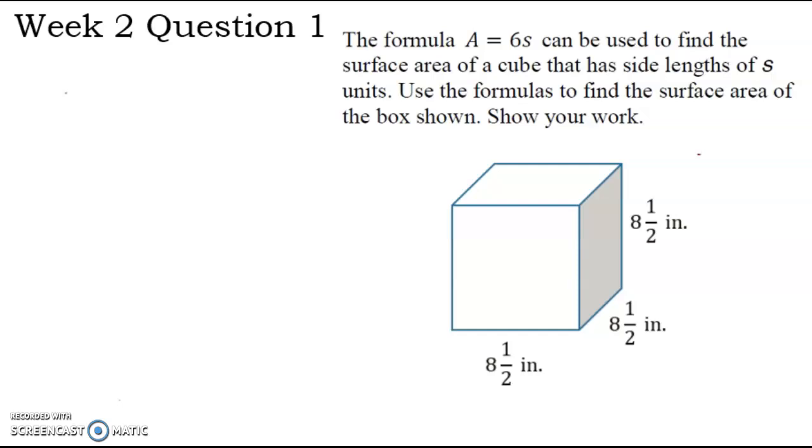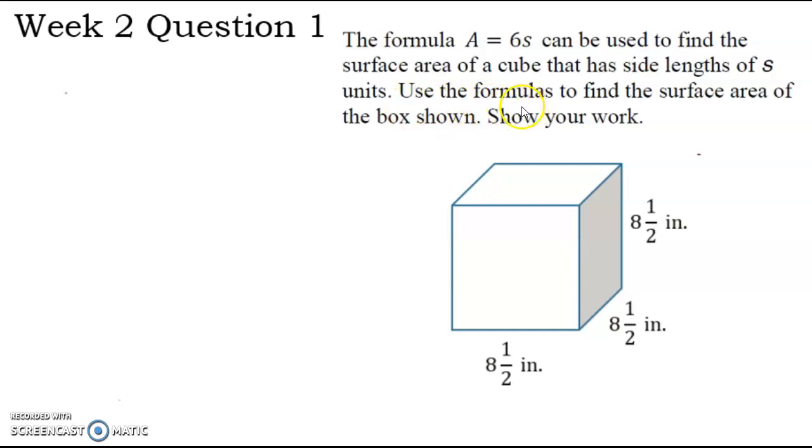Okay, this is FSA practice week 2, question 1. All right, it gave you this formula, A equals 6S, and you're probably looking at that formula and you're like, I don't know what to do with it, which is fine. We'll just keep reading. It can be used to find the surface area of a cube that has side lengths of S units. Okay.